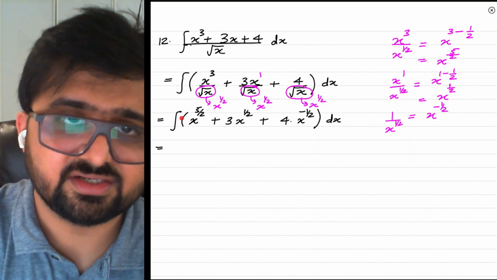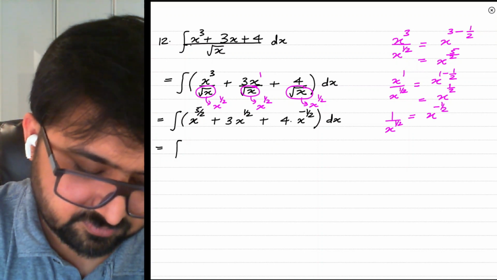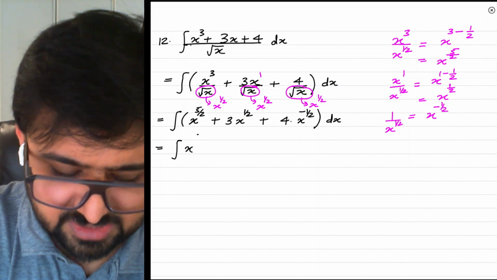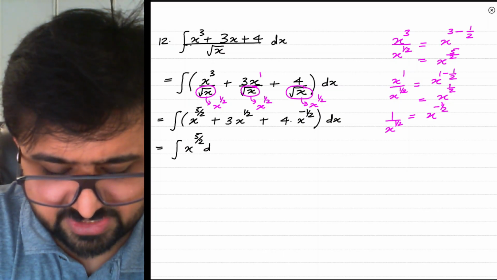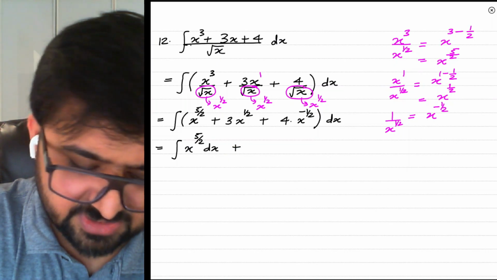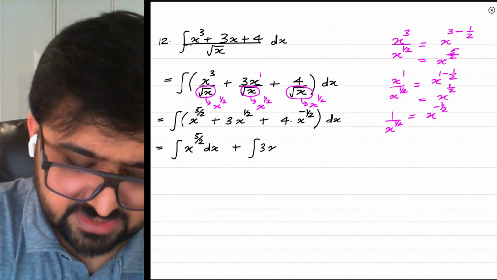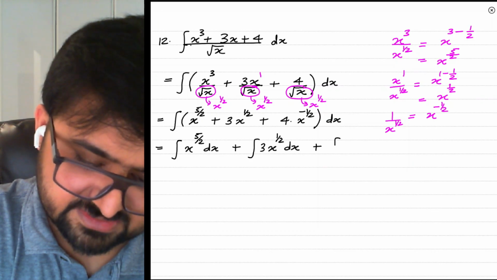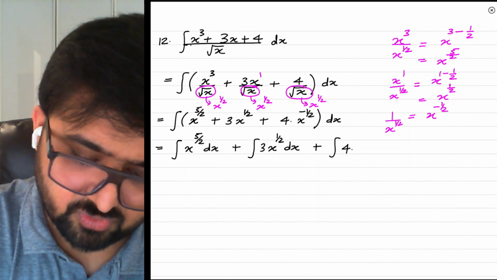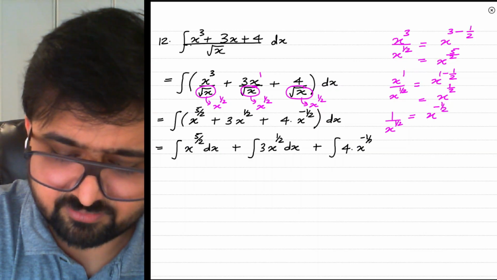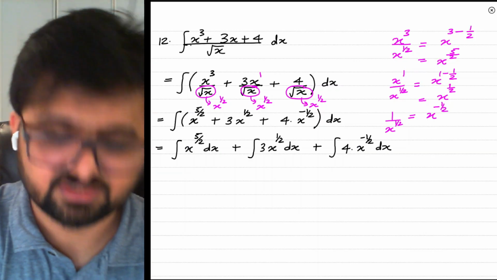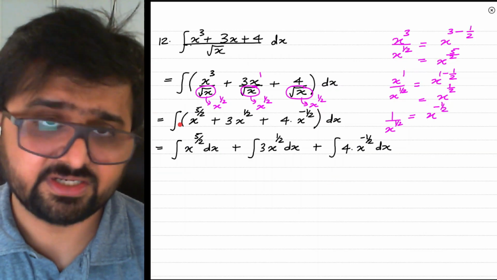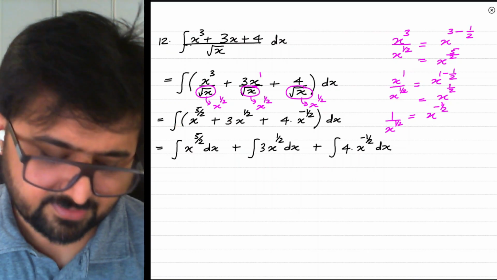Now split the integral in each of those terms. So you get integral of x to the power 5 by 2 dx plus integral 3x to the power half dx plus integral 4x to the power minus half dx. Okay, just split the integral into all those terms.